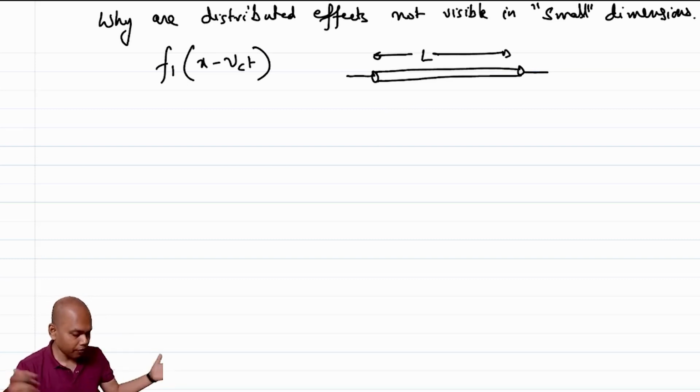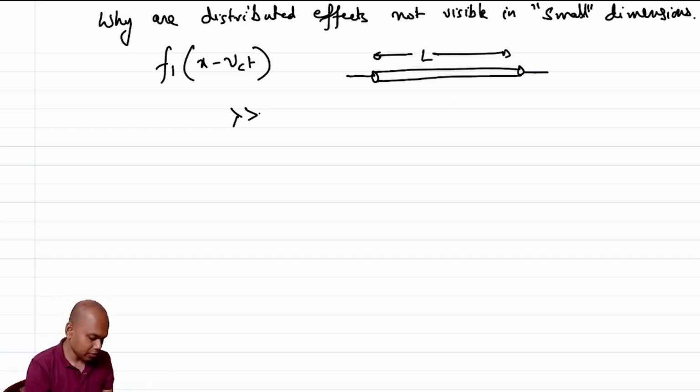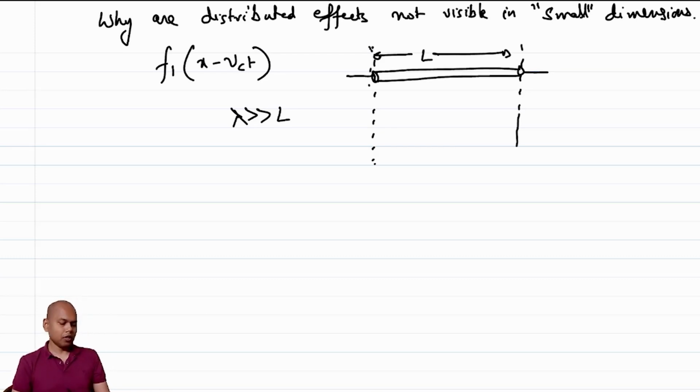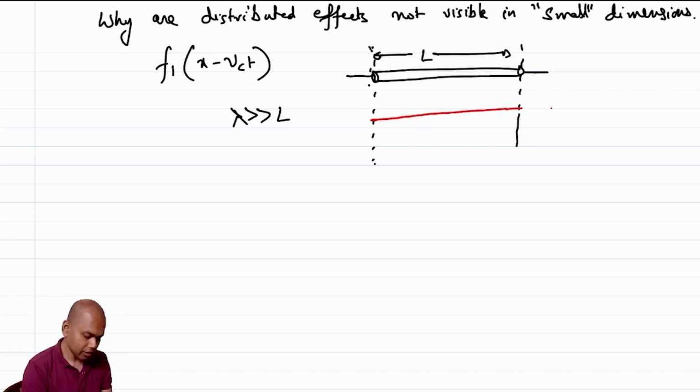If lambda is much greater than L, then what will that wavefront look like within the dimensions of the line? You will hardly see any change in the wavefront, right? So it will almost be like a constant.